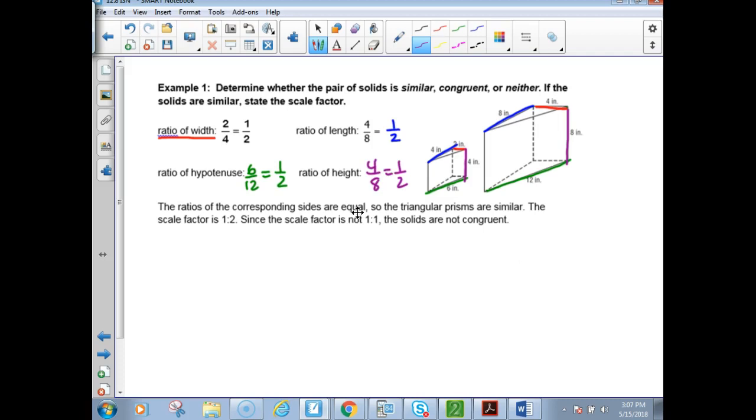Since all the ratios of the sides are equal, that means the triangular prisms are similar, and the scale factor is the 1/2. Since the scale factor is not 1 to 1, they're not congruent.